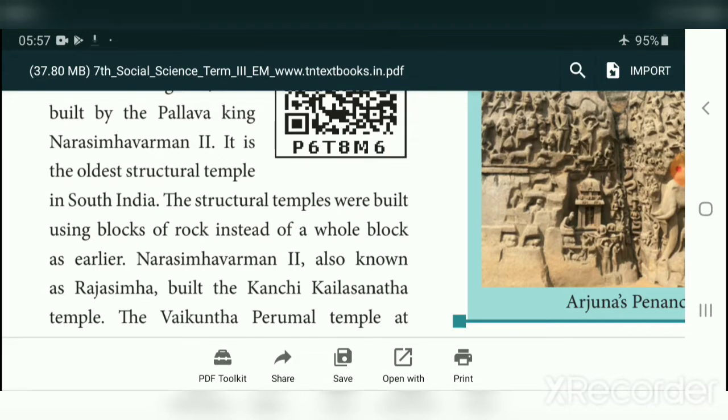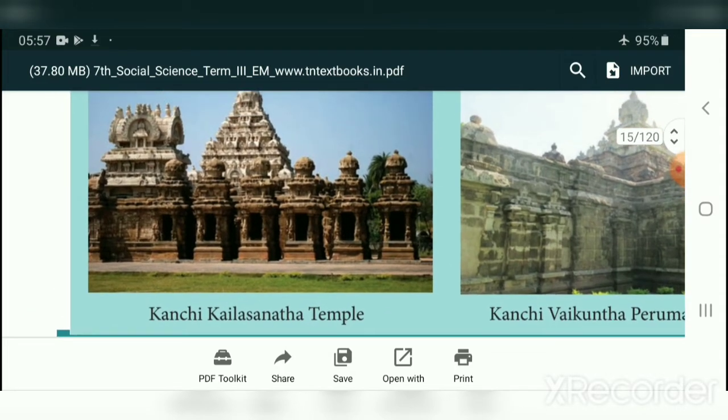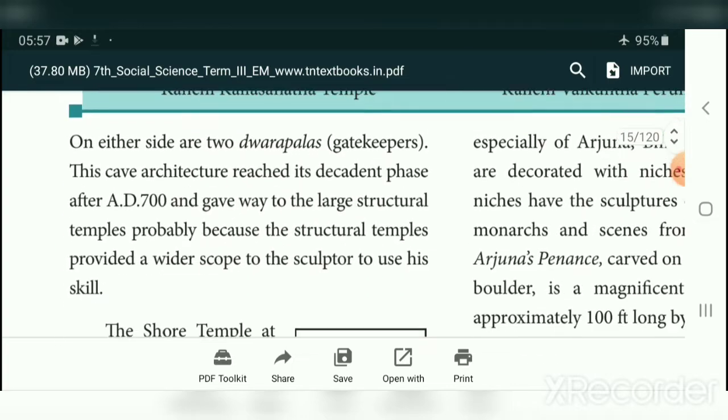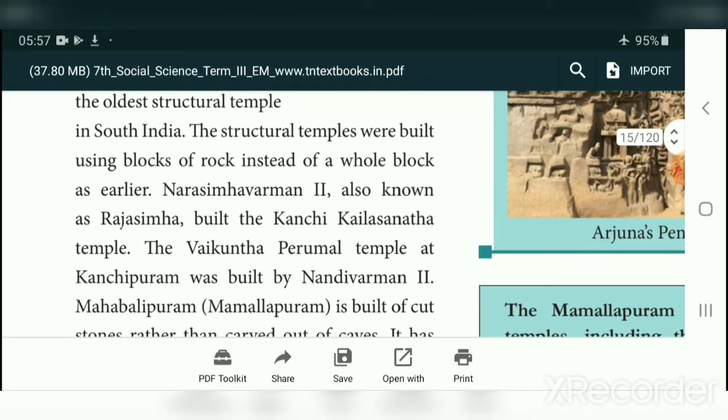Narasimhavarman II, also known as Rajasimha. Note this one, another important question. Narasimhavarman II was otherwise called Rajasimha. He built the famous Kanchi Kailasanatha temple. You see here, this is the Kanchi Kailasanatha temple. Nowadays we can see this temple in Kanchipuram. This was built by Narasimhavarman II.